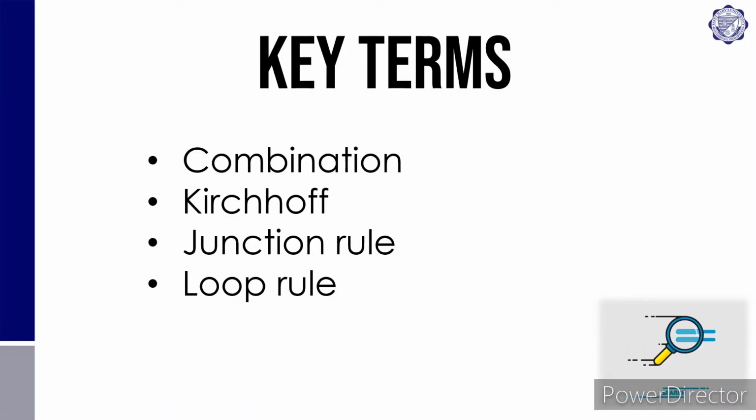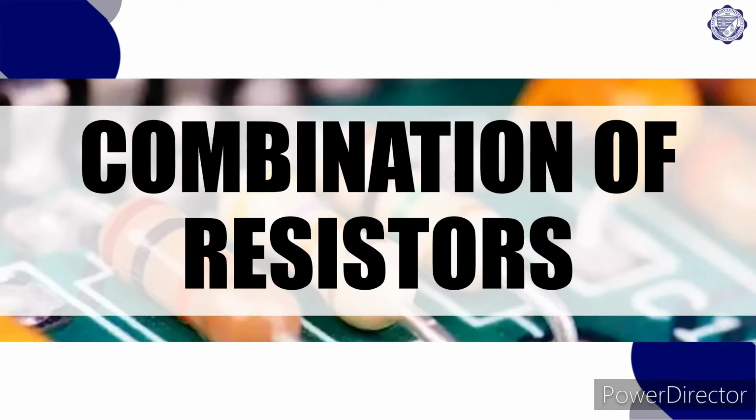Here are the different terms that you will encounter along the learning journey. We have combination, Kirchhoff, junction rule, and loop rule. What are resistors? Resistors are used in various combinations. There are 2 methods of arranging the resistors in different combinations. We have resistors in series and resistors in parallel. Let us learn more about this lesson.